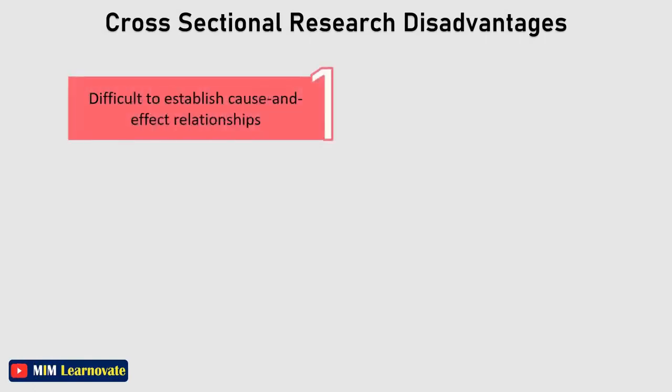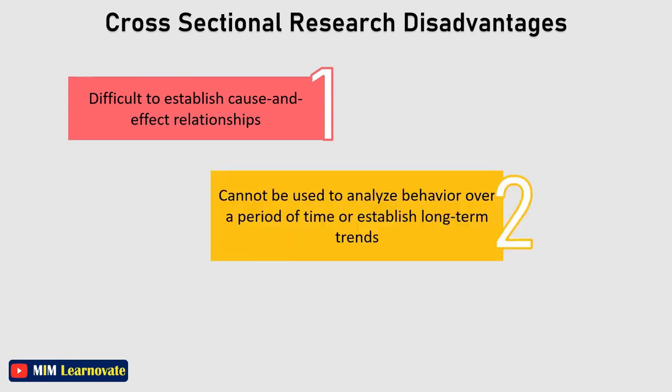Disadvantages of cross-sectional research. It is difficult to establish a cause and effect relationship using cross-sectional studies since they only represent a one-time measurement of both the alleged cause and effect. To investigate cause and effect, you need to do a longitudinal study or an experimental study. Since cross-sectional studies only study a single point in time, they cannot be used to analyze behavior over a period of time or establish long-term trends.